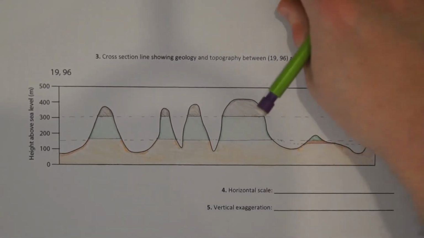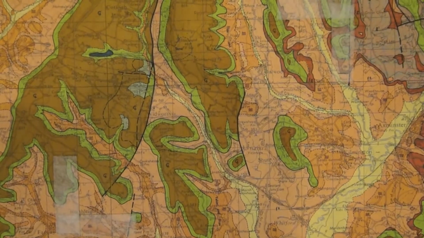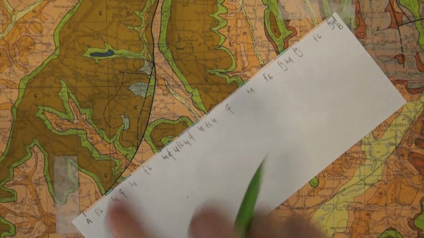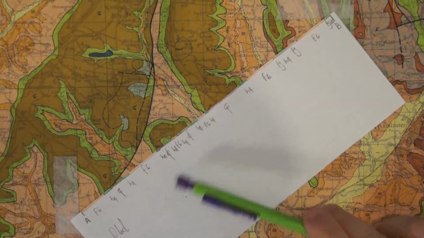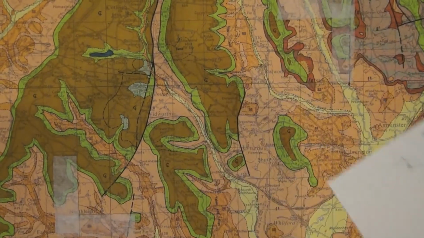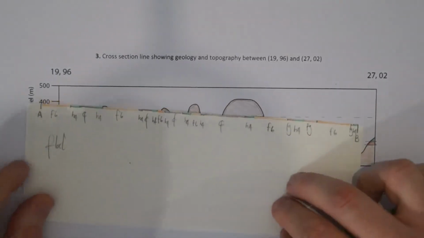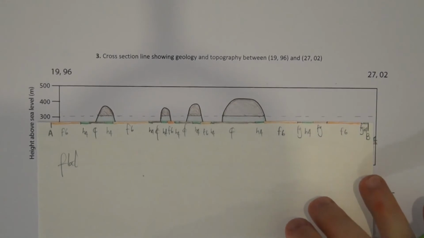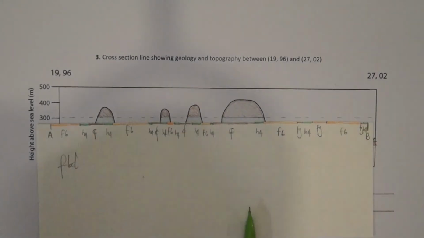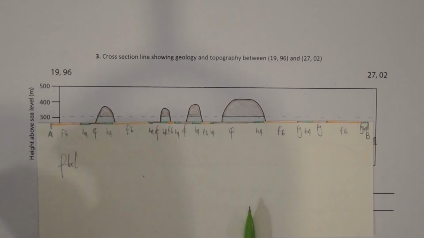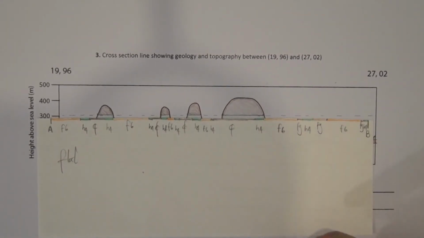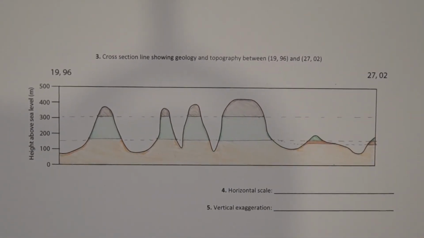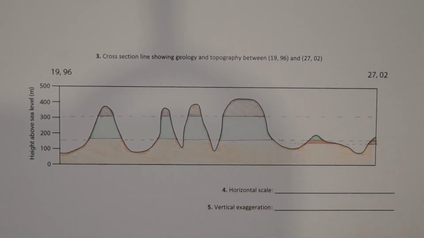Now, if you remember, when we were on the map, all that we did was take the information from the map, transfer it onto this cross-section strip of paper, and then transfer that information back onto our cross-section. So we haven't changed the scale of the information. We haven't stretched it, we've just literally moved it from one piece of paper to another. Therefore, the horizontal scale of our cross-section is exactly the same as the horizontal scale of the map itself.